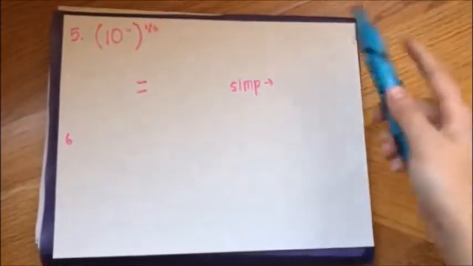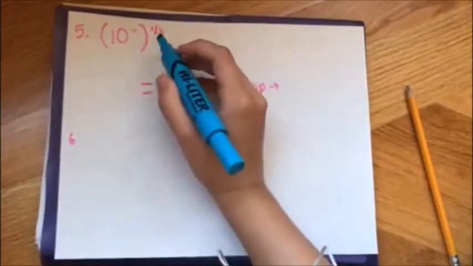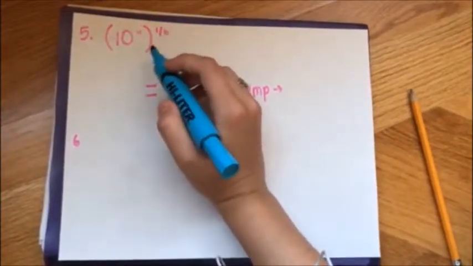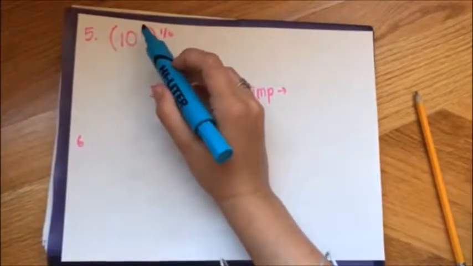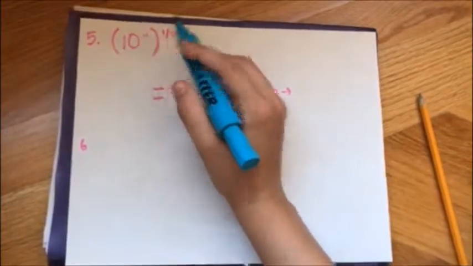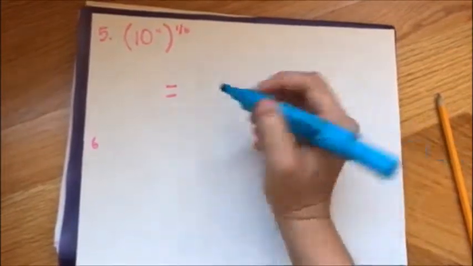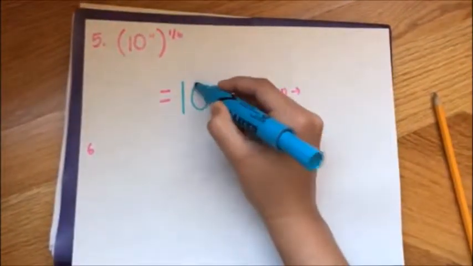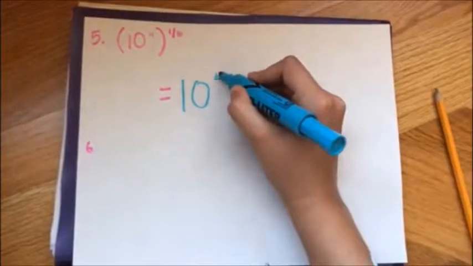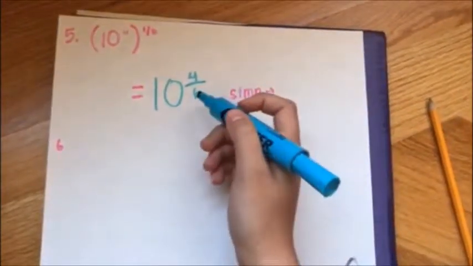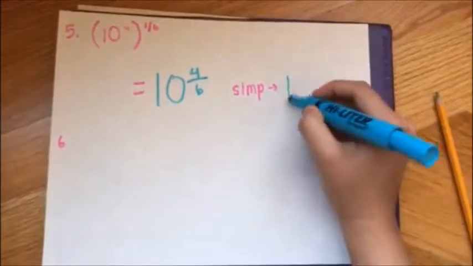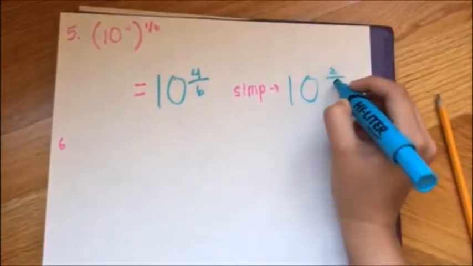For number 5, you have to look at the fraction outside of the parentheses, this exponent here, 1/6, and we're going to have to distribute it inside to this exponent inside. So you would keep the 10, and then you would put the 4 on top and keep the 6 on the bottom. And then, of course, this fraction simplifies down to 2/3.